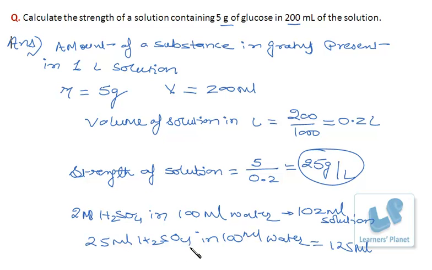But in this, the proportion of solvent is more, the proportion of solute is less. So this will be the dilute solution because the solute is very, very less, and this will be the concentrated solution because the solute is comparatively more. So when the amount of solute in the solution is more, it is concentrated, and when it is less, it is dilute.